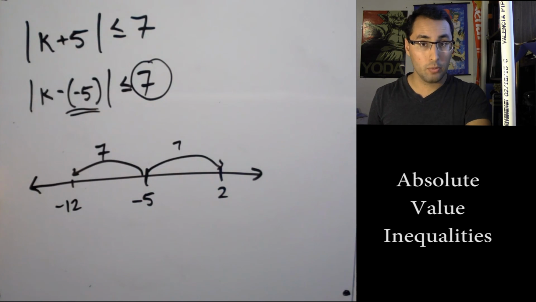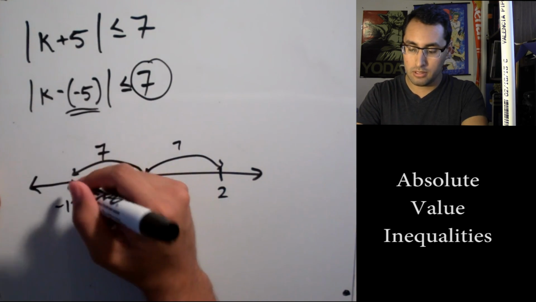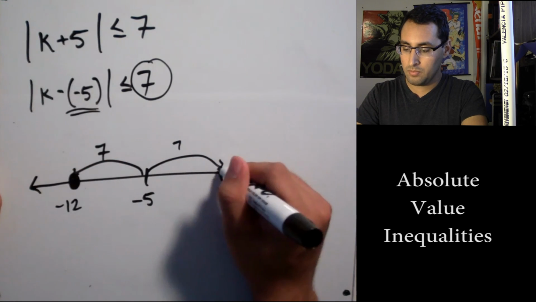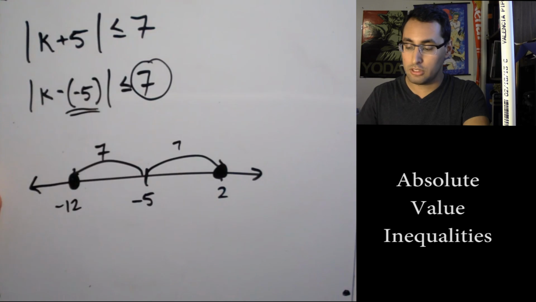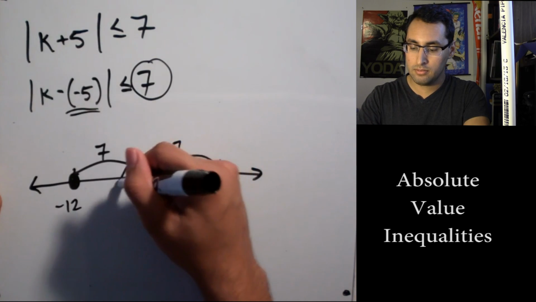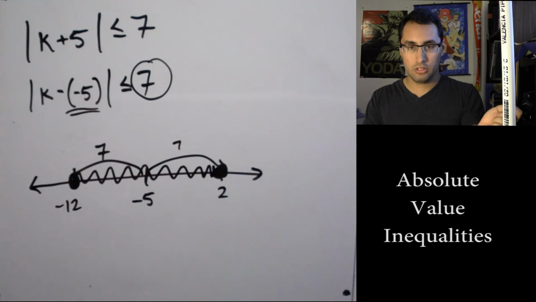Negative 12. Are they open or closed? Well, the equal to tells me it's closed. And it's less than. Less than tells me it's shaded on the inside. So that's how it looks: two closed circles, shaded on the inside. They are joined.